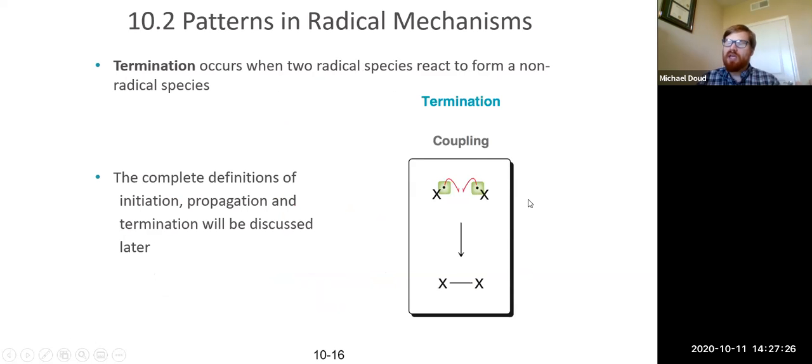And then finally, termination is exactly what it sounds like. That's where you take two radical species, and they form a non-radical species. Generally speaking, this is going to happen when you have a coupling reaction. It's the only way to even out the number of electrons, right? You have to take those electrons from somewhere. And so the two radicals hit up, they couple. Now you no longer have an electron. I'm sorry, you no longer have a radical.